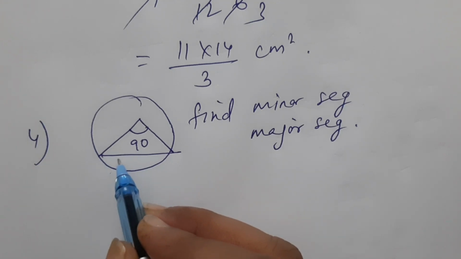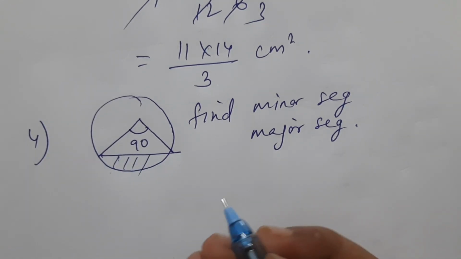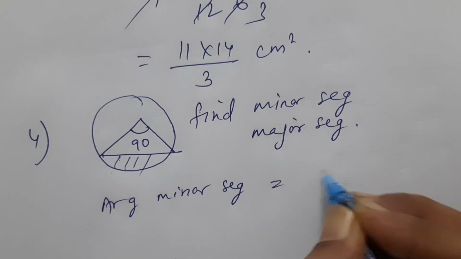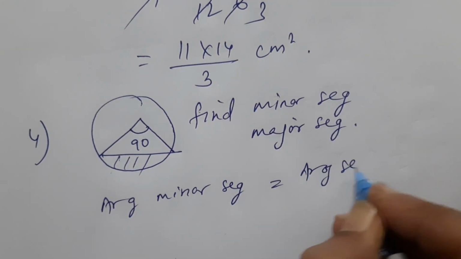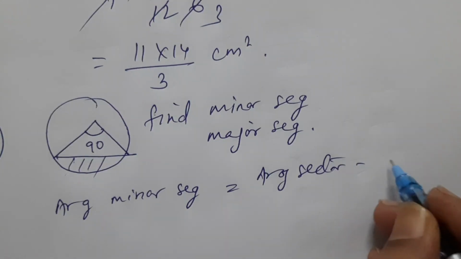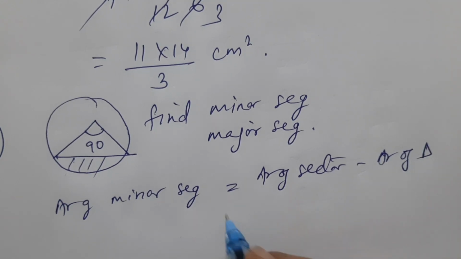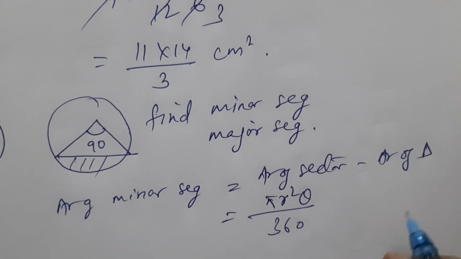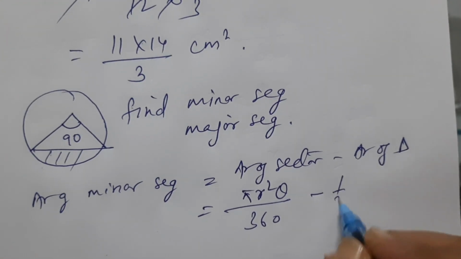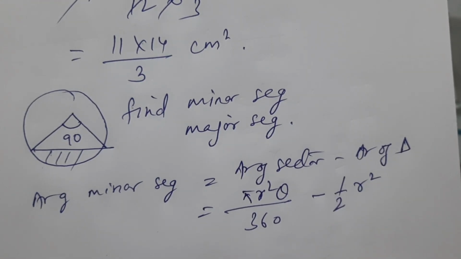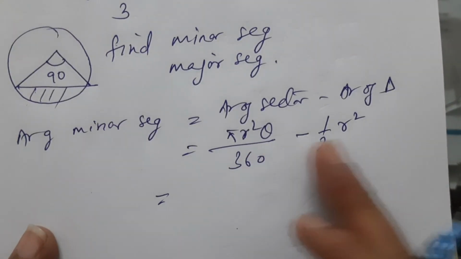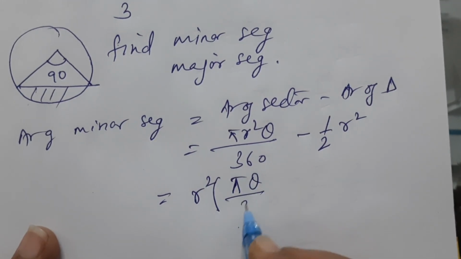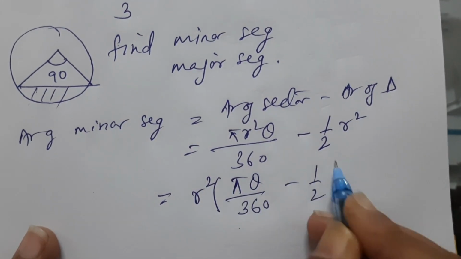So first we are going to find out area of segment. So what I gave the formula? Area of minor segment, it's area of sector minus area of triangle. Now sector is pi r square theta upon 360, whereas the triangle is right angle. So formula is half r square. For this type of question, we can take r common. So let's take r square common. So here we are having pi theta upon 360 minus half.